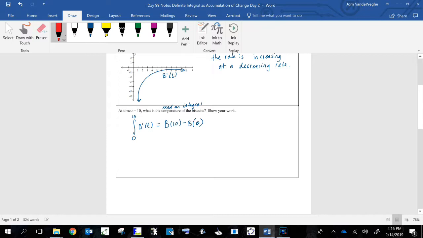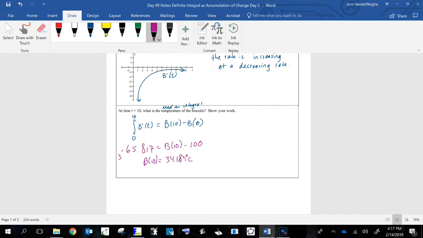How am I going to find the integral from 0 to 10 of b prime of t? I'm going to use my calculator. I go to math 9, fnInt, and I end up with negative 65.817. What's b of 10? We don't know, we're solving for that. What's b of 0? That's 100. Isolate b of 10, add 100 degrees to negative 65.817, and you get 34.183.